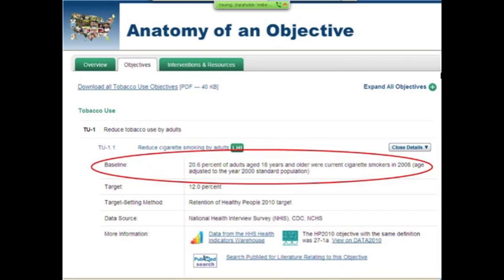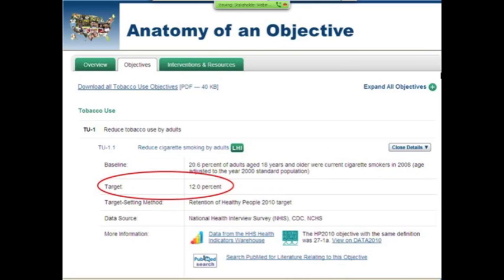The baseline establishes the year and benchmark that is used to track progress over the decade and from which the target is set. For objective TU-1.1, the baseline data indicate that 20.6% of adults aged 18 years and older were current cigarette smokers in 2008. The target is what we endeavor to achieve by the year 2020. For this objective, we try to reduce cigarette smoking in adults by 12% by the year 2020.